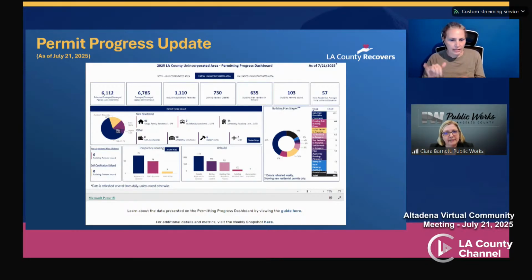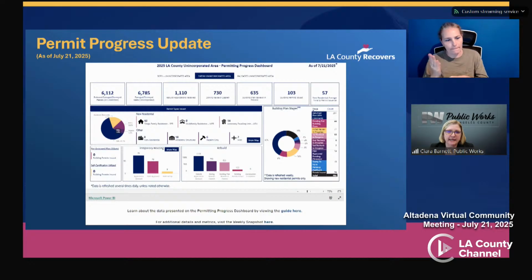We do remain committed to expediting approvals, and our commitment is that rebuild projects will be reviewed in 10 business days for initial reviews and 5 business days for any additional reviews. Planning has been processing reviews within 7 business days, and Public Works has been processing reviews within 10 business days.